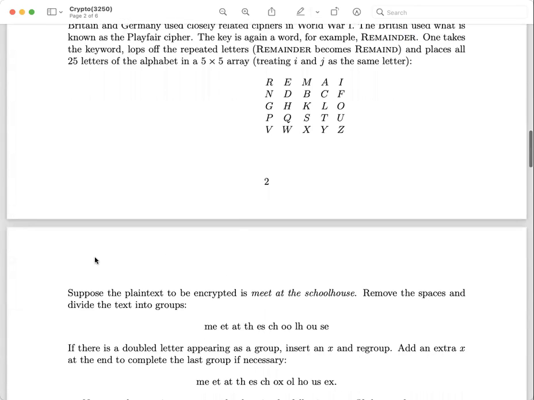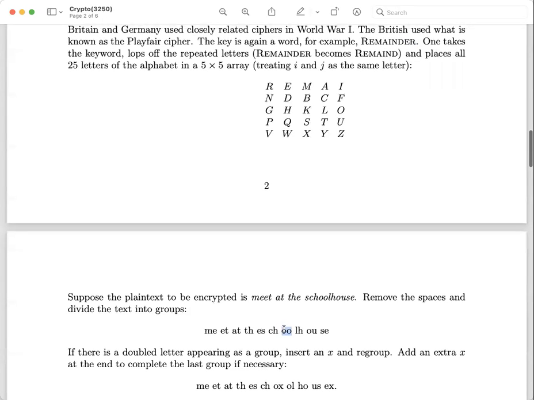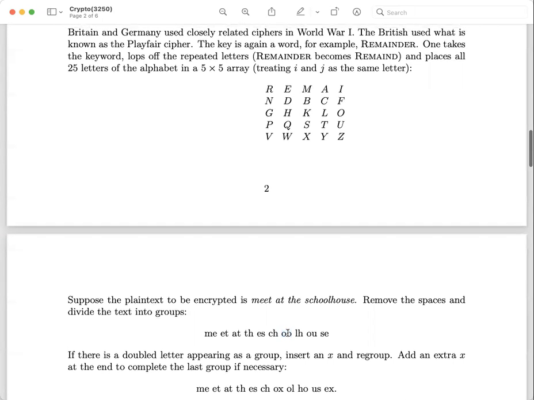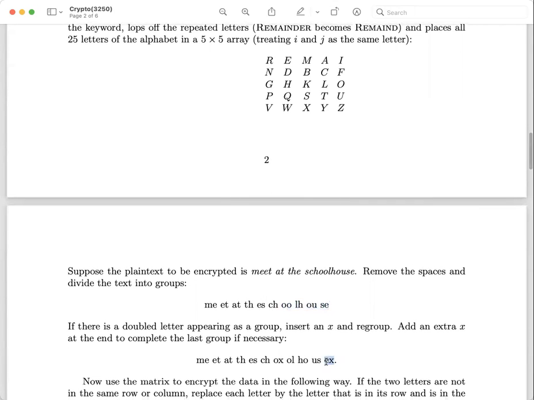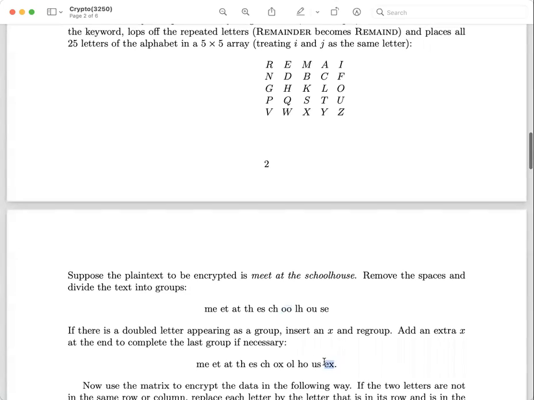And the way that this works is that you're going to take some code, say meet at the schoolhouse, and break it up into 2-character chunks. If you have a chunk like this, where you have 2 O's next to each other, you need to avoid that. If you have the same letter repeated in the same chunk, this method isn't going to work. So you have to insert an X or some other letter. If we insert an X here, you have to regroup the rest of the data. And then we're going to add an X at the end so that we have pairs all the way down.